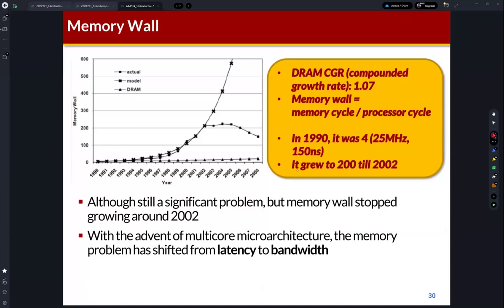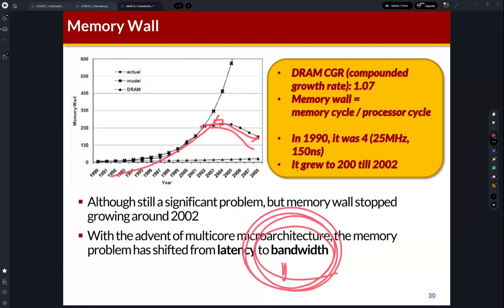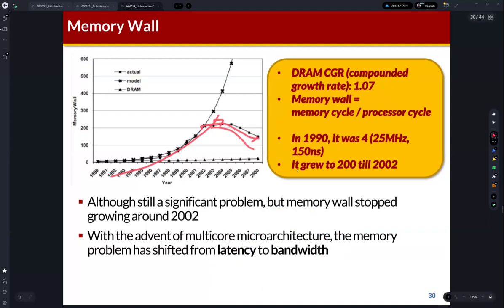But actually, the memory wall increased exponentially, and now it is saturated or reduced. And then recently, the important factor is bandwidth rather than latency. The memory bandwidth gets more critical. The bandwidth.